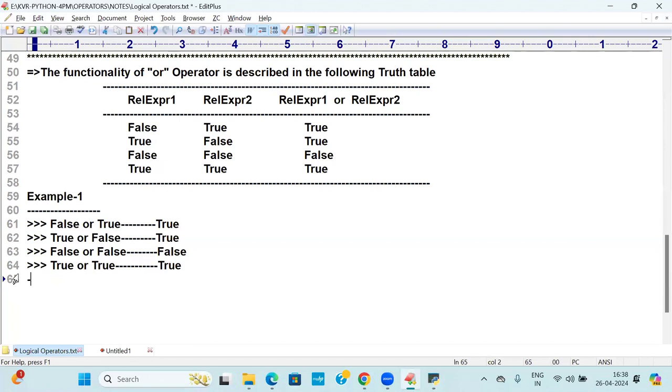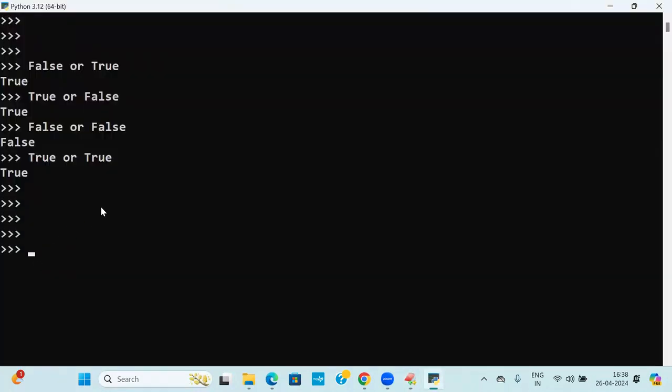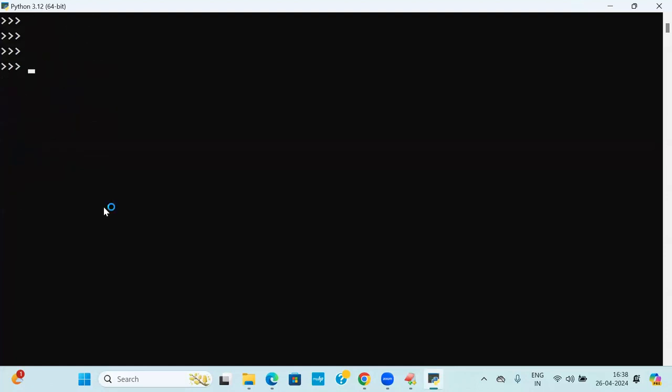Here I am going to write it, something like this. See, students, carefully try to follow. Now I am writing 10 greater than 2 or 20 greater than 3. Quickly, 10 greater than 2: true. Second one, true. True or true? True. 10 greater than 20 or 20 greater than 30. First one is false. Second one also, result is false.